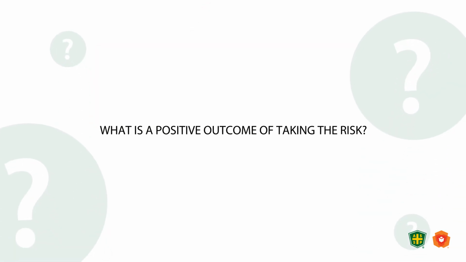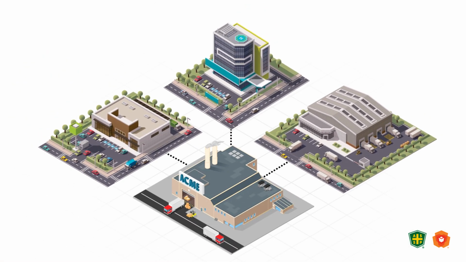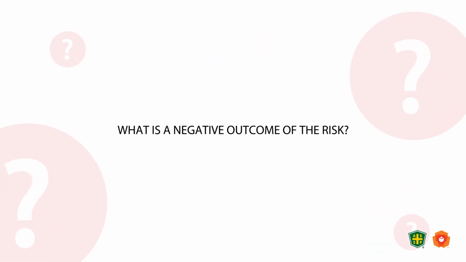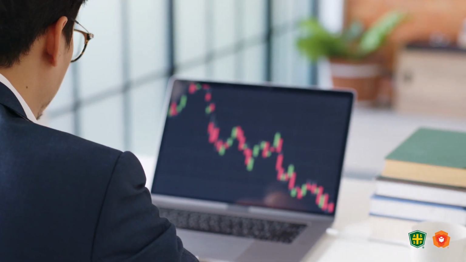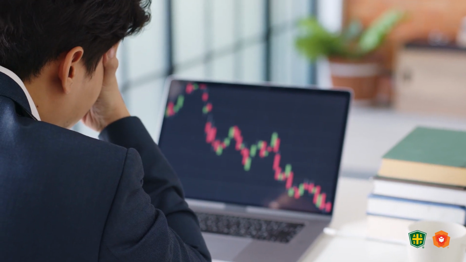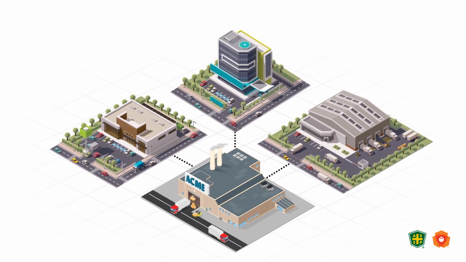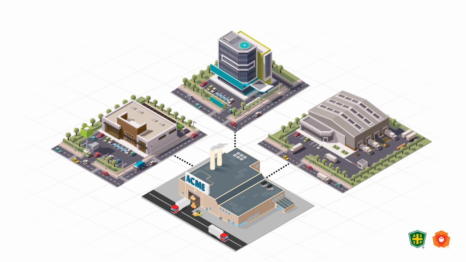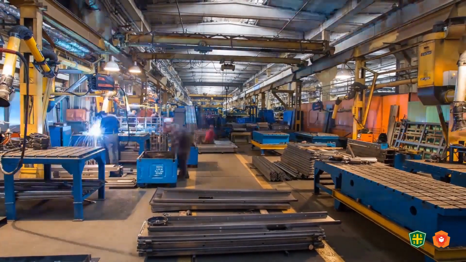What is a positive outcome of taking the risk? The company will grow. What is a negative outcome of the risk? The acquisition may not be as profitable as anticipated, and the company may lose money in the long run. Understanding the risk of acquiring a company is an example of how an organization would consider risk from a strategic perspective. Here's a more tactical example of how an organization understands risk.